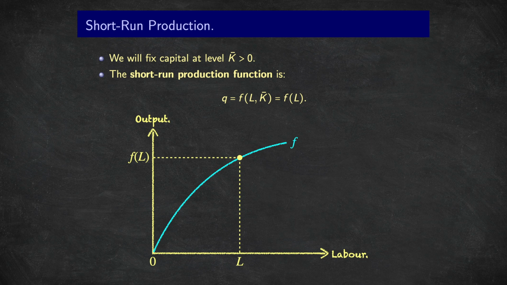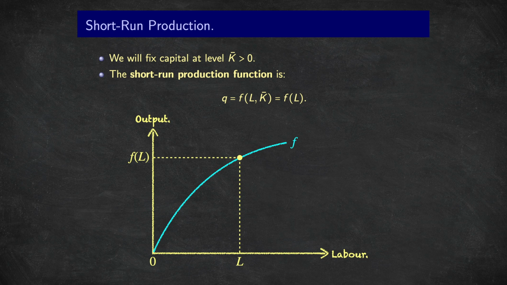So we'll fix capital at K bar, in which case we can take the long-run production function, which is something that the firm is assumed to know. The firm is aware of their technology. They know how much they can produce with different quantities of labour and capital. So using that long-run production function, we can derive a short-run production function. Q is equal to F of L, with K fixed at K bar. So really this is just a function of L, and we're taking capital K as a parameter rather than a variable.